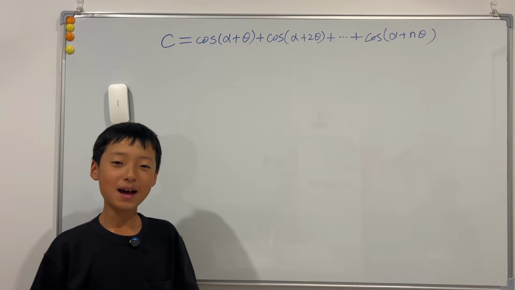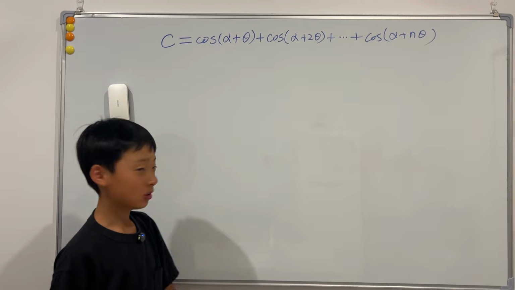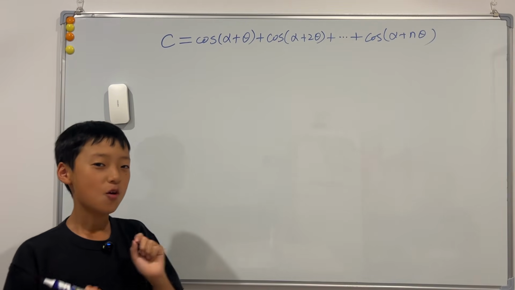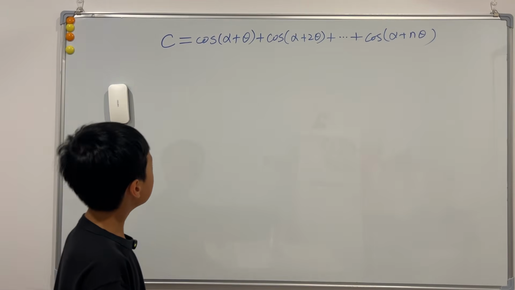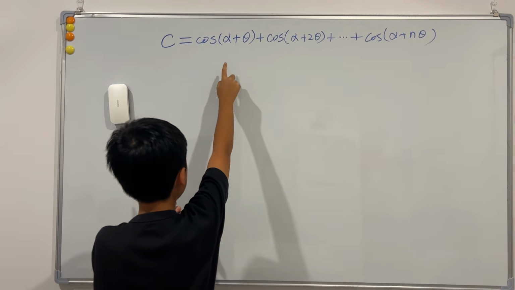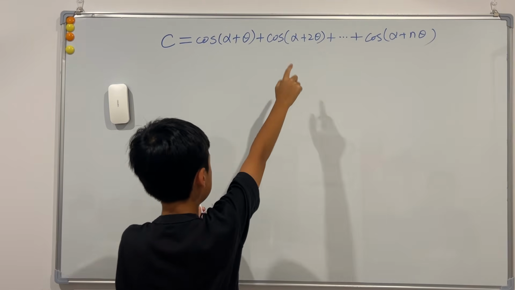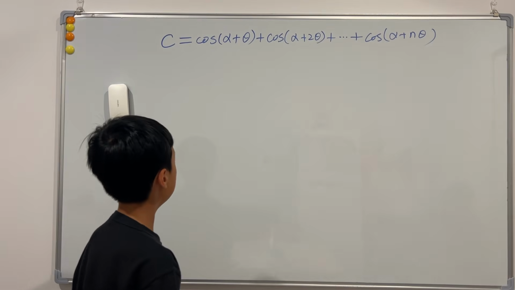Hi guys, welcome back to another video of me teaching, and today I have this question on the board for you guys. So why don't we just enter the question? Okay, so this question is C is equal to cosine alpha plus theta plus cosine alpha plus 2 theta plus all the way until cosine alpha plus n theta.